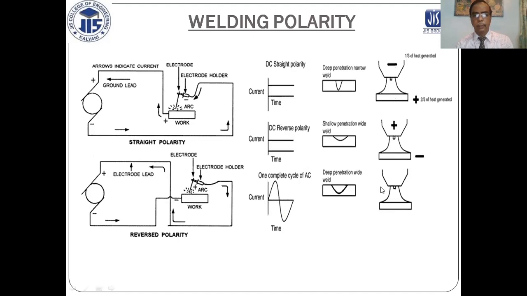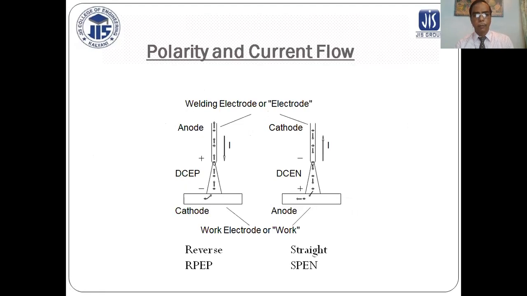This is AC, alternating current is used, and it gives uniform penetration. Polarity and current flow: reverse polarity, electrode positive, and straight polarity, electrode negative, are already shown in the last figure. It's anode and cathode. Ions are in movement.